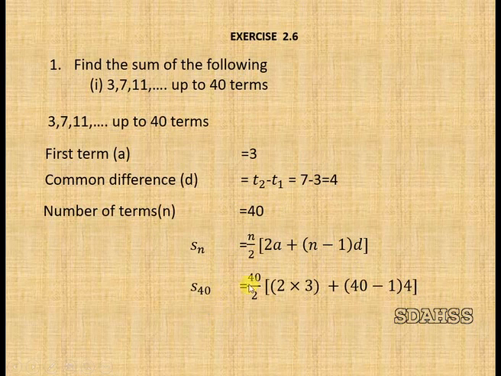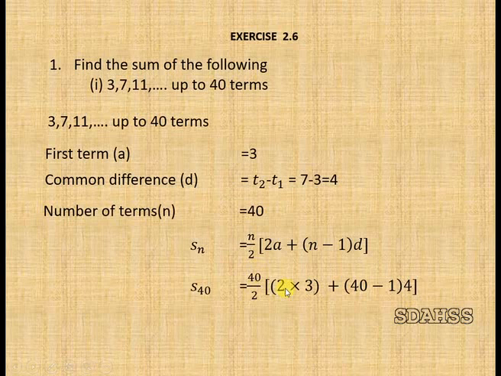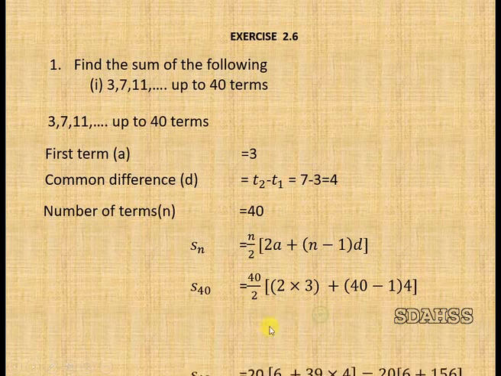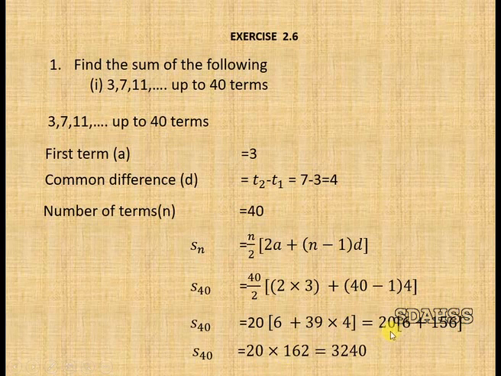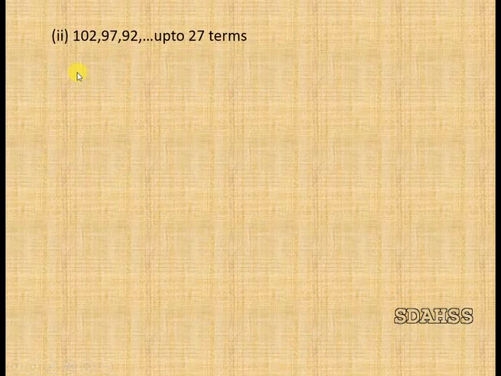So you have S40 is equal to 40 by 2 into 2 into 3 plus 40 minus 1 into 4, which is equal to, cancel the numerator and denominator by 2 tables, 20 into 2 into 3, 6, plus 40 minus 1, 39, into 4, which is equal to 20 into 6 plus 39 into 4. 39 into 4 is 156. That is equal to 20 into 6 plus 156, 162. 20 into 162 is 3240.